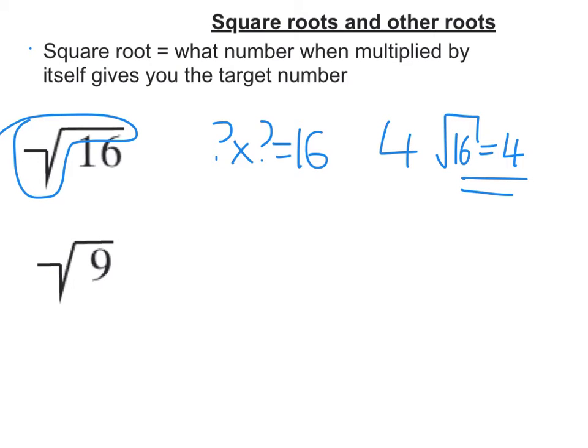Okay, let's try this with the square root of 9. Well, that means what number times by itself gives you 9? Well, that number is 3, so the square root of 9 is 3.